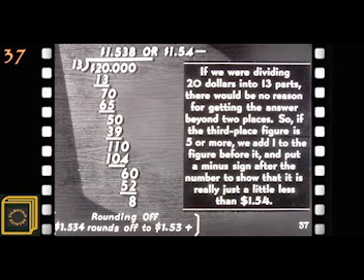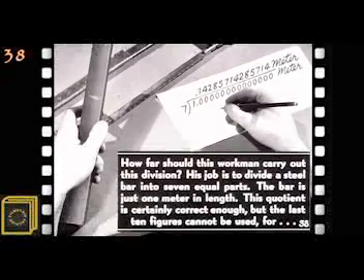So, if the third place figure is 5 or more, we add 1 to the figure before it and put a minus sign after the number to show that it is really just a little less than $1.54. How far should this workman carry out this division? His job is to divide a steel bar into 7 equal parts. The bar is just 1 meter in length.